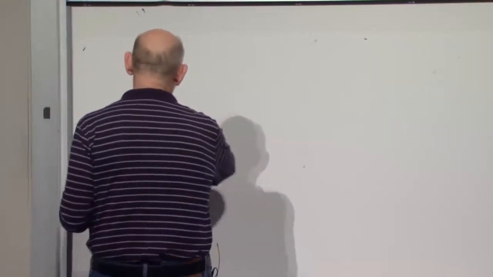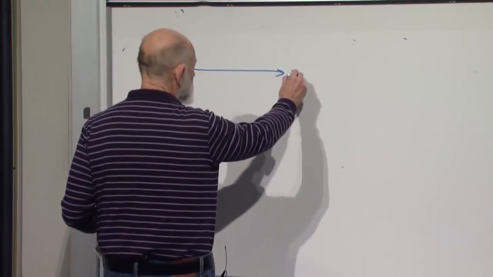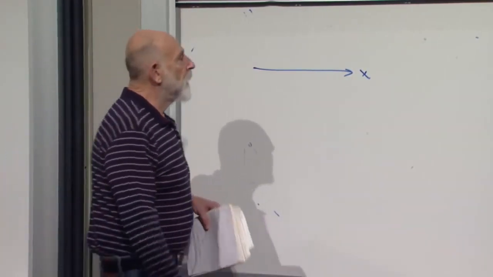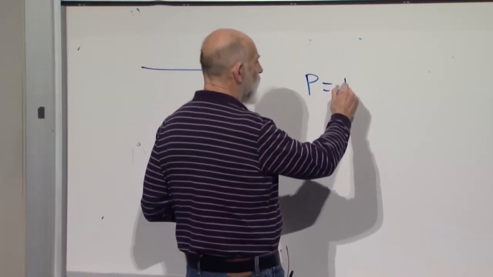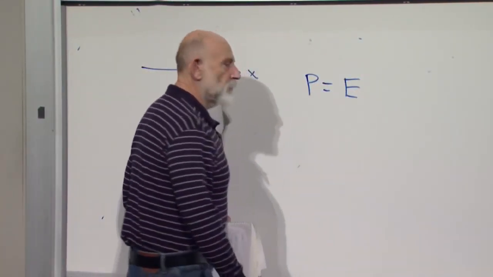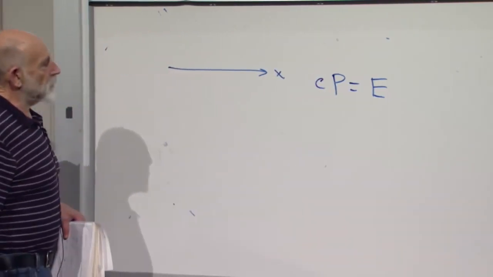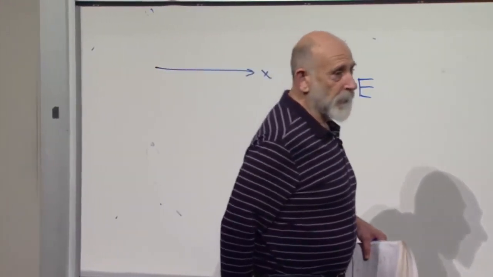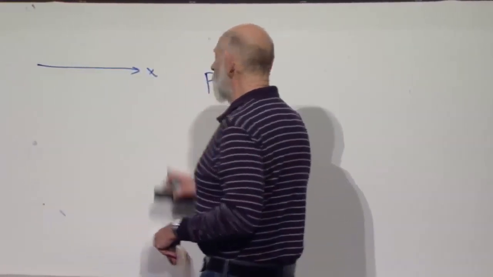So, here's what you know about a particle moving along the x-axis with the speed of light. It's massless, so it moves with the speed of light. Its momentum is equal to its energy. Strictly speaking, if I put the speed of light back, energy is equal to c times the momentum. This is true for a photon. It's true for any massless particle. Okay. This is a massless particle moving to the right.